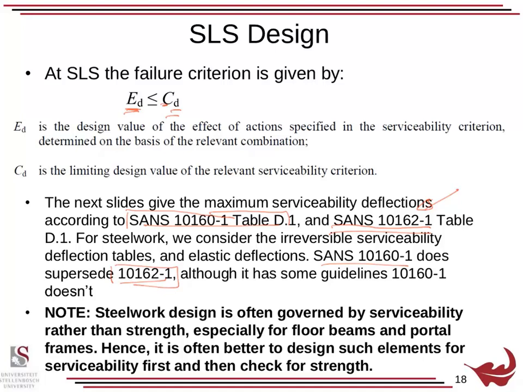Just as a note, steelwork design is often governed by serviceability rather than strength, especially for floor beams and portal frames. Hence, it's often better to check such elements for serviceability first and then for strength. What do I mean by that? You're designing a beam. You don't want to run through all the calcs, check if it's strong enough, and then go back and check if the stiffness is high enough, because to get a beam size for deflections is quite a quick task. So normally what you do is you first find a beam that satisfies deflections, and then you go check it for strength.